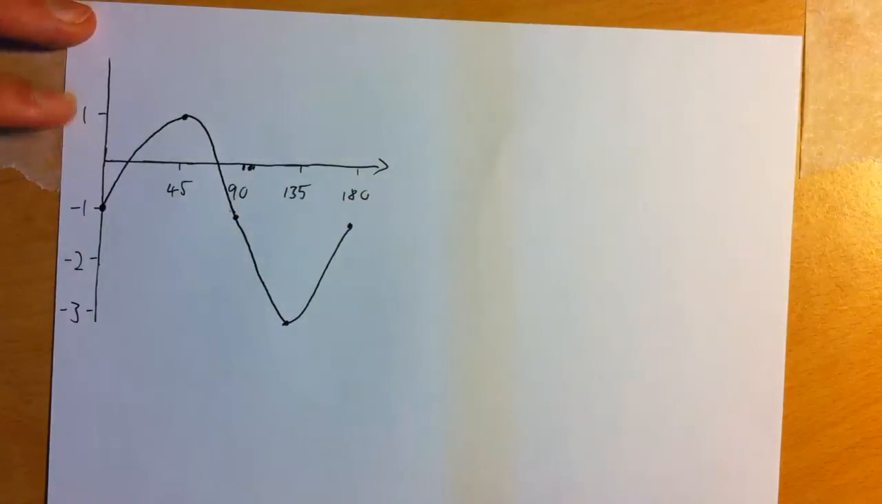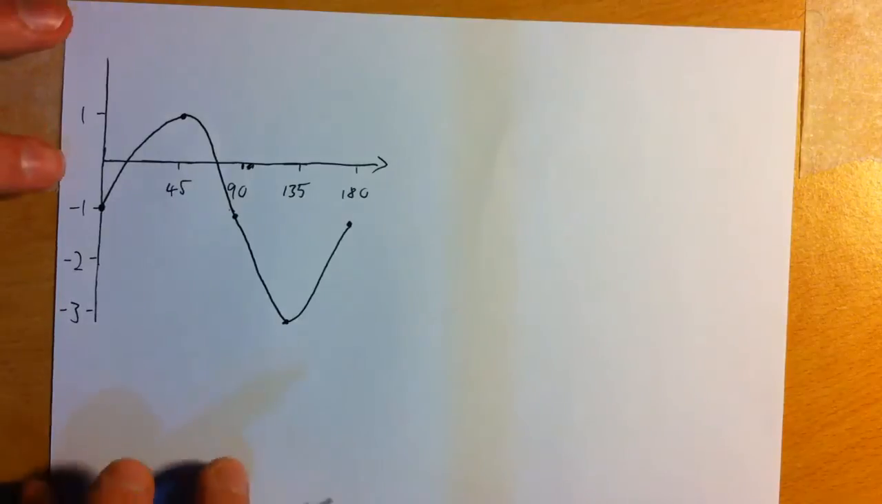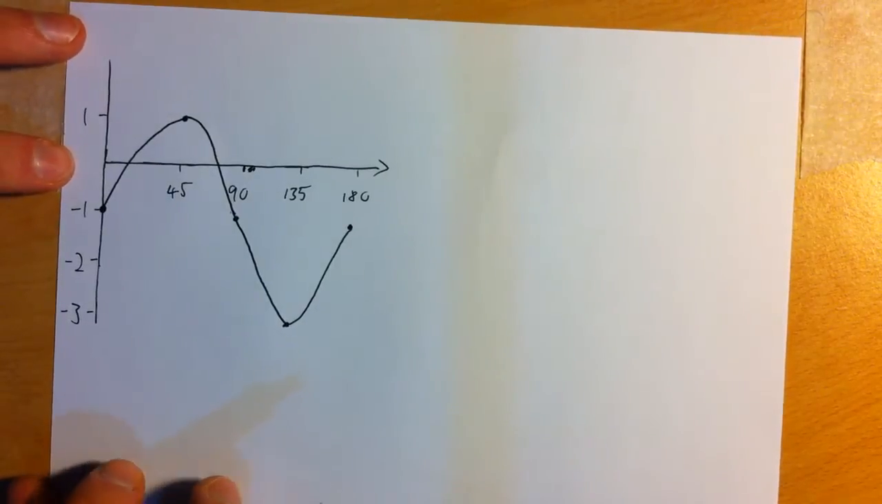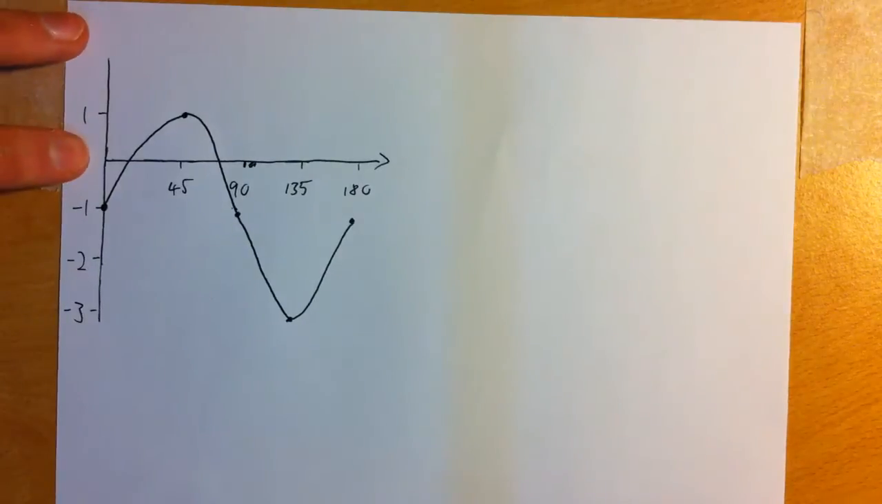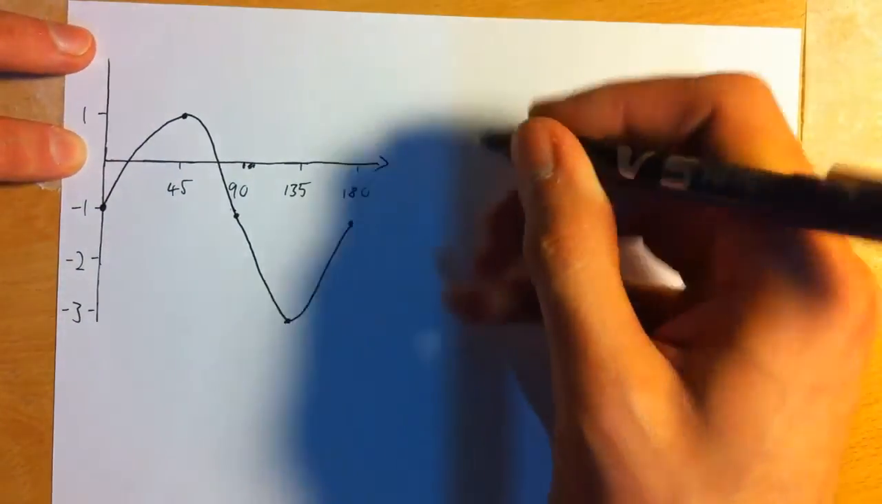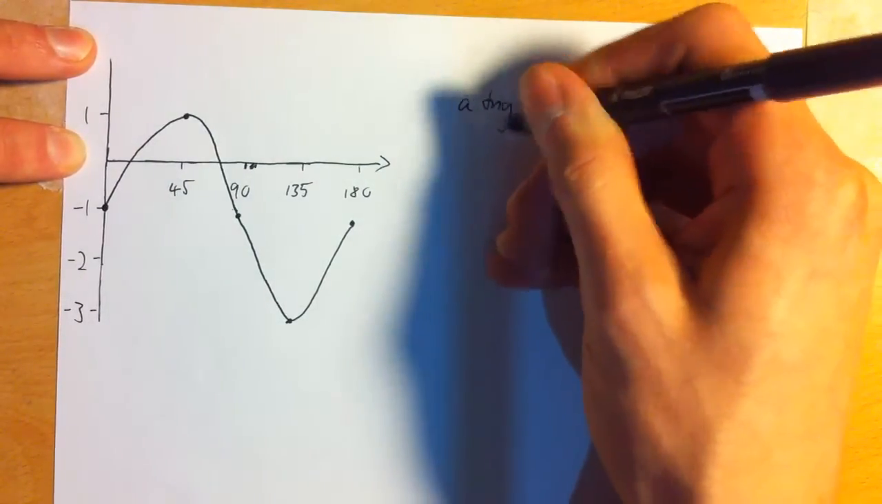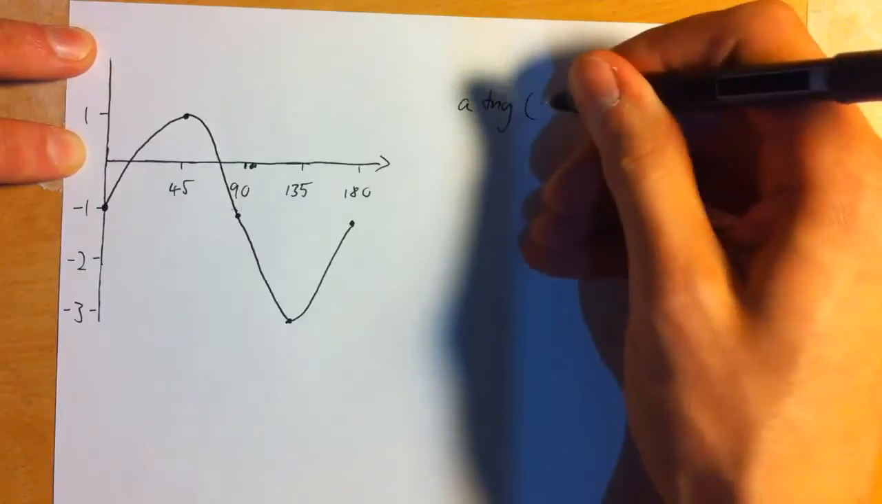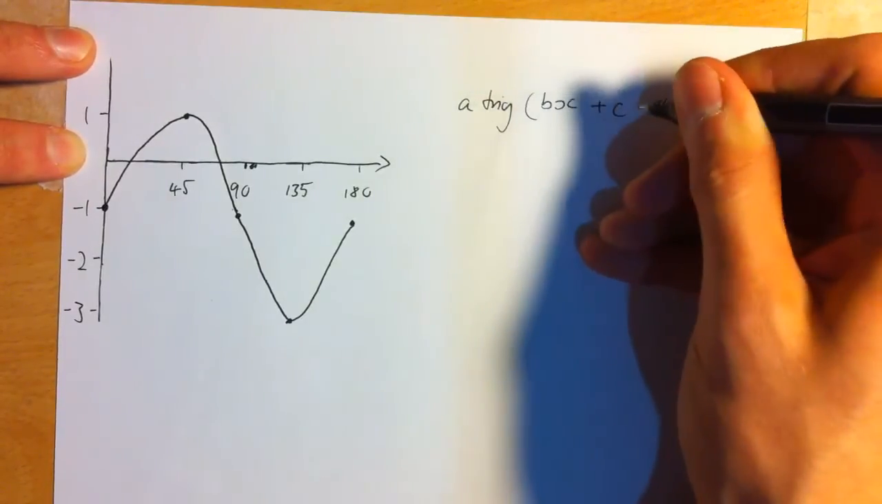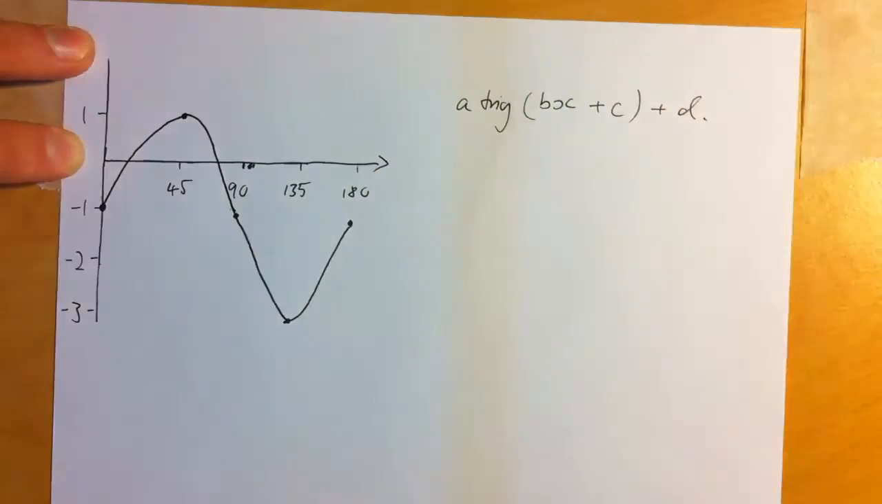Okay, it's not the best graph in the world, but you get the rough idea. Okay, cool. So now the general formula is going to be a trig function, which we don't know if it's sine or cos yet, of bx plus c plus d.